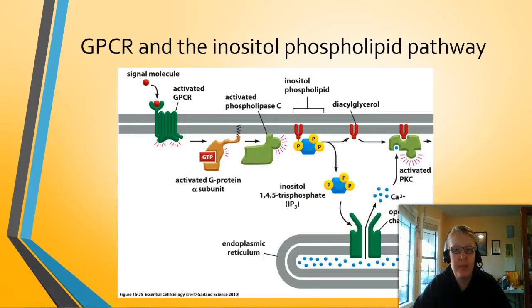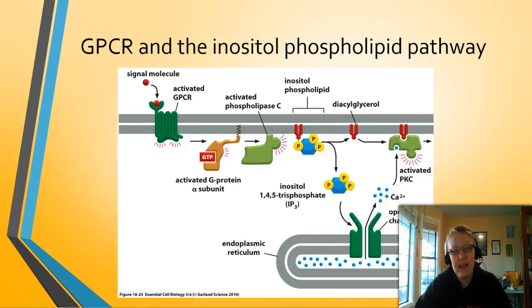So let's look at an example of this. In this example, we have the signal molecule binding to the activated GPCR. Once again, we're going to activate the alpha subunit. But remember, beta gamma can be activated just as well in any case. But in this case, we're looking at alpha. Alpha subunit is going to activate the phospholipase C, which is going to travel over here to the inositol phospholipid. What happens at this point is the inositol phospholipid is going to be cleaved into two parts. The inositol 1,4,5-triphosphate, which is always abbreviated IP3, so you'll see that listed in a variety of places, and then diacylglycerol, which is going to activate a protein kinase C.